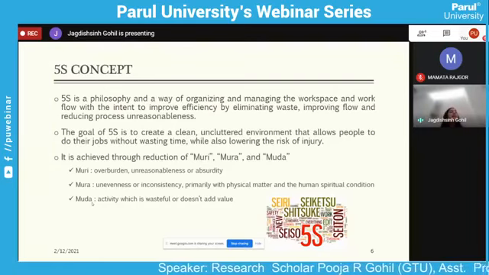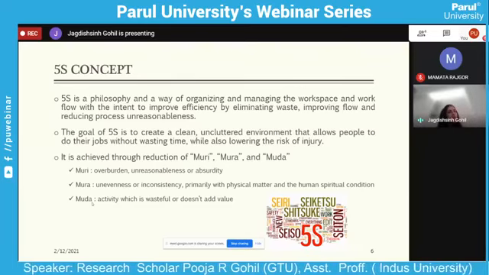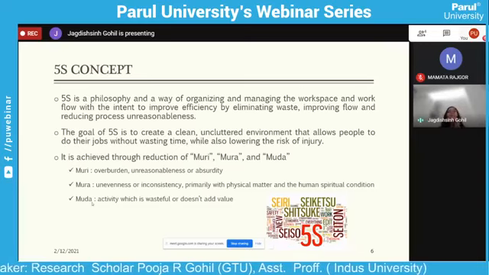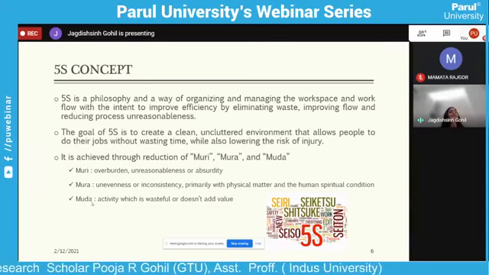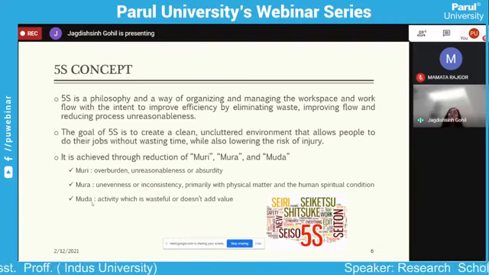As the name suggests, there are 5S or 5 words starting with the letter S. Actually, this is not an Indian or an English concept. This is a concept from Japan. Fine. So it's a Japanese concept. So these 5 words are in the Japanese language. We have translated them to the equivalent English words.